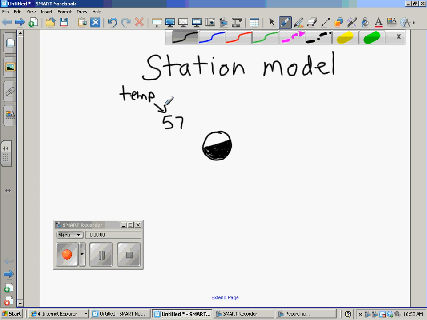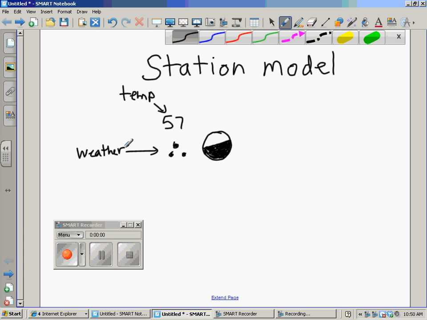Okay, and then the next thing we're going to have is what type of weather are we having? There are different symbols for the different types of weather. So for example, if we're having rain, light would be 2 dots, moderate would be 3 dots, and heavy rain would be 4 dots. And that goes right here. So for example, that one would be moderate rain. So that's your weather. What type of precipitation are we having?